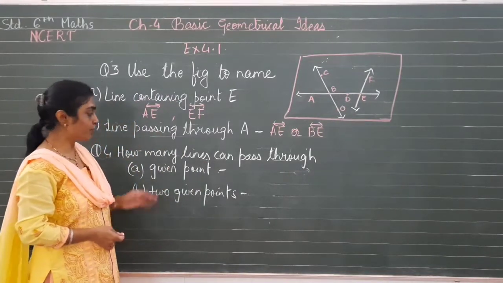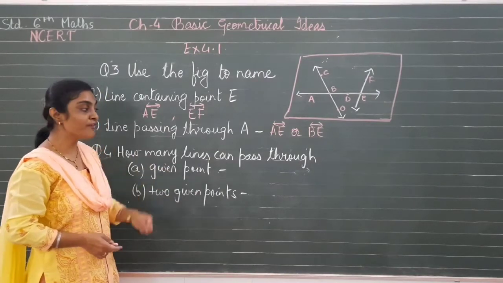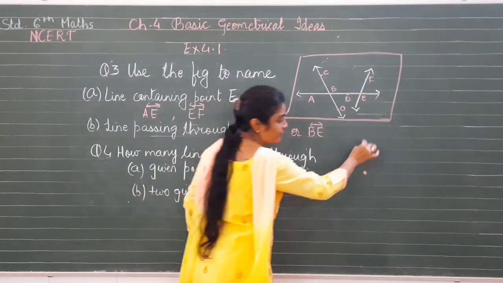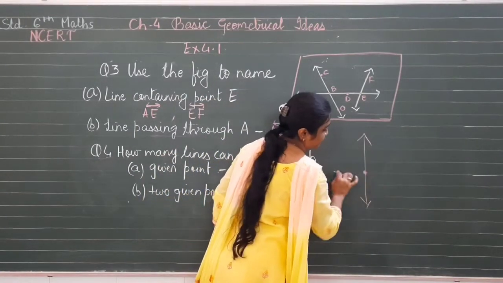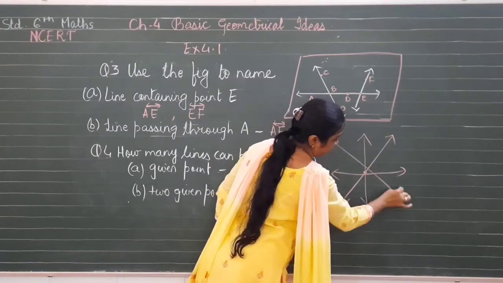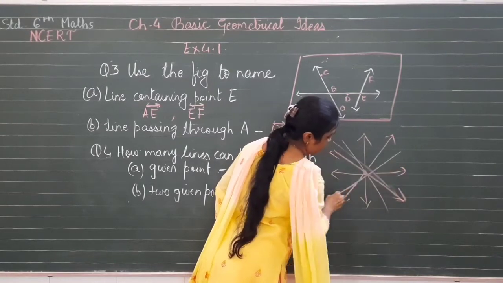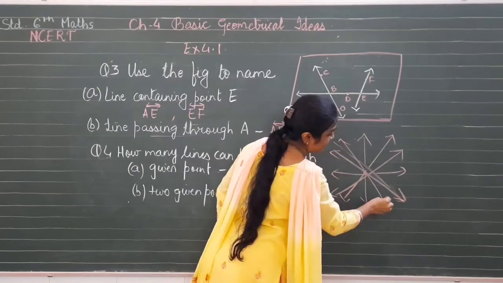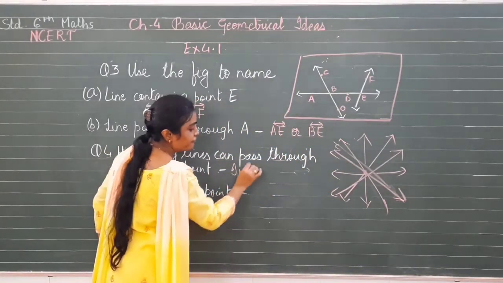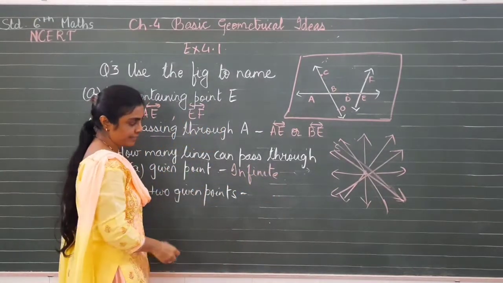Now question number 4. How many lines can pass through a given point? So from one single point, how many lines can you pass? Suppose I am drawing the line this way, this way, this way. You can draw so many lines from a single point. That means you can draw infinite lines from a single given point.